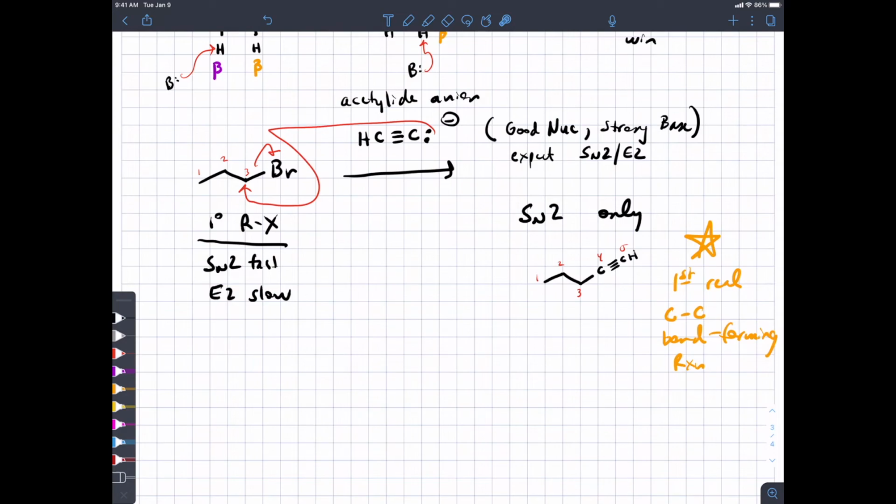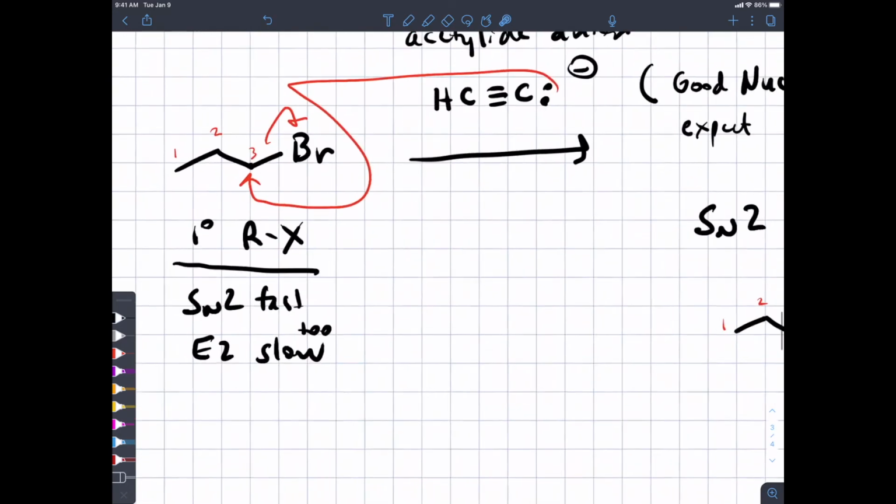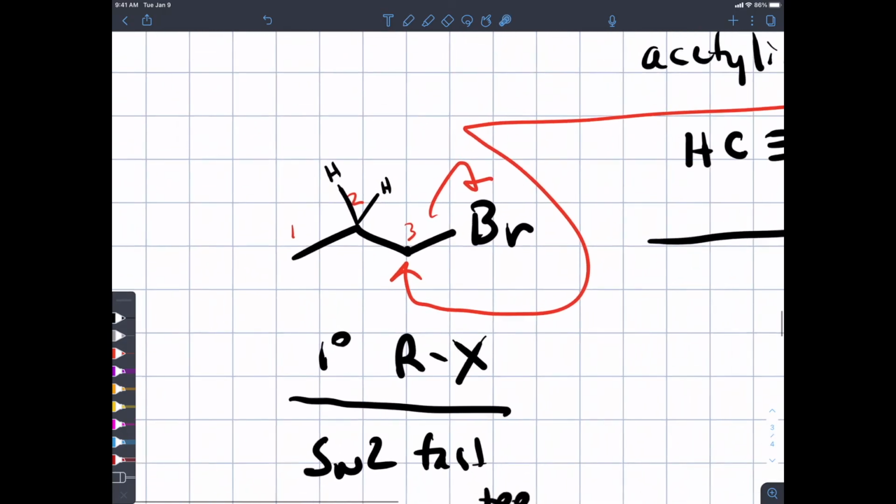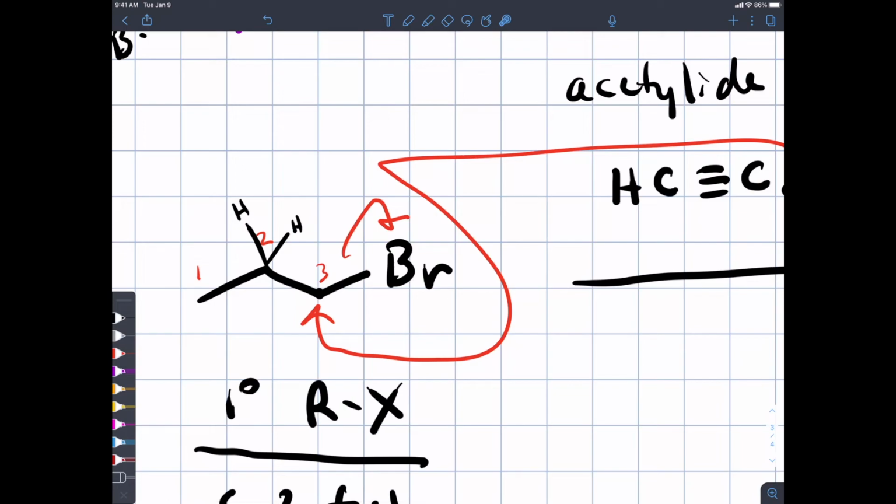Yay. Yes? So I'm trying to simplify it so I understand it. The way this would not work for E2 is because where the bromine is, there are not as many beta protons. Yeah, you can think of it that way. Why is E2 slower for the primary alkyl halide? Yes, it is because there are fewer beta protons to be removed.